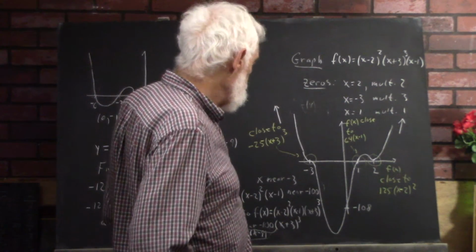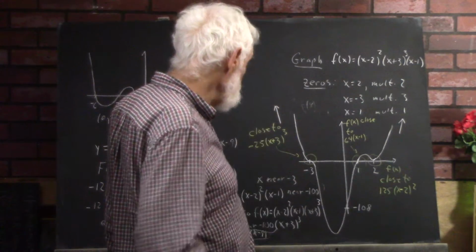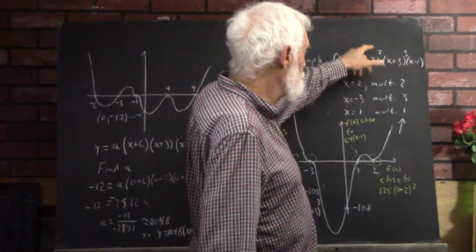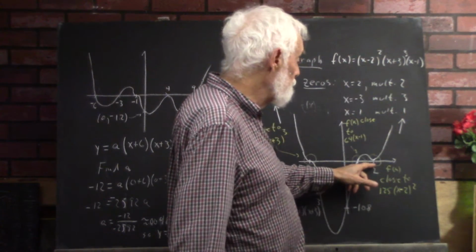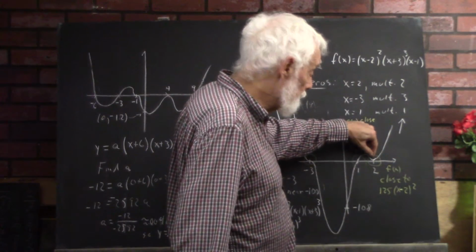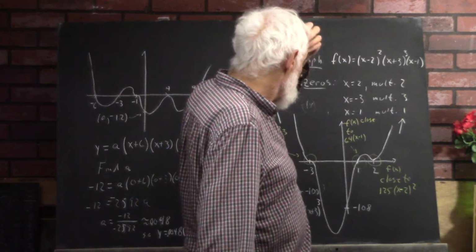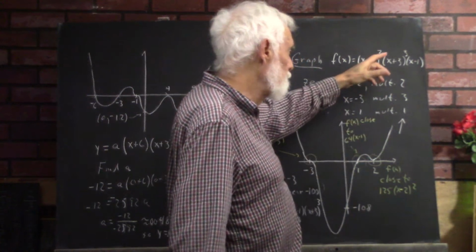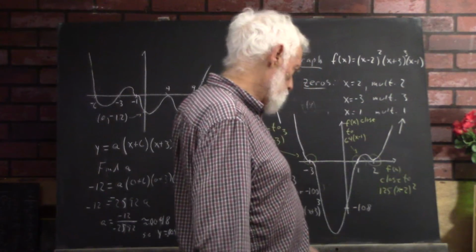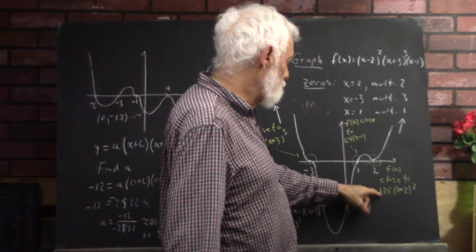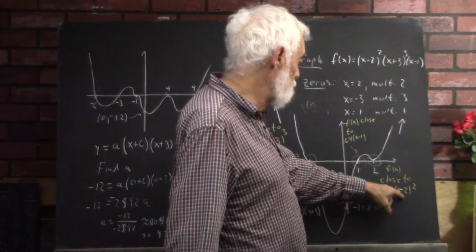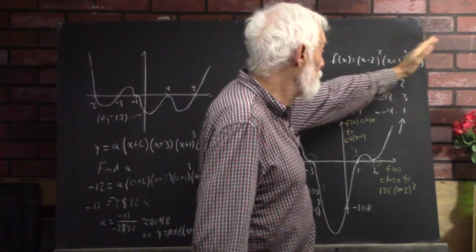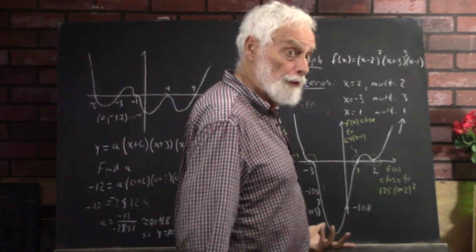Okay, then similarly, if you look at the function near x equals 2, just in this small vicinity of x equals 2, x plus 3 cubed times x minus 1 stays close to 125, because if you plug in 2 here and here and evaluate this much, you get 125. So f of x is close to 125 times x minus 2 quantity squared.